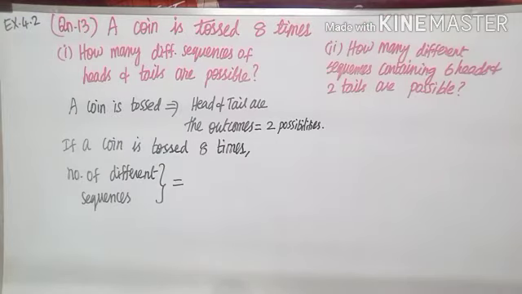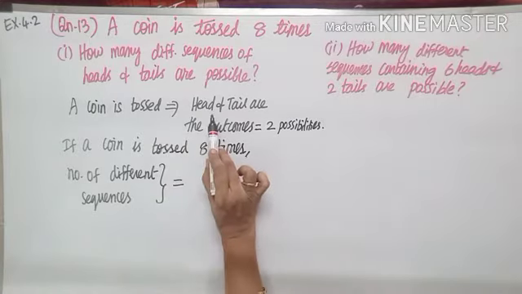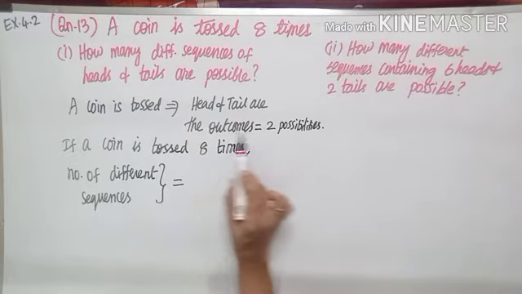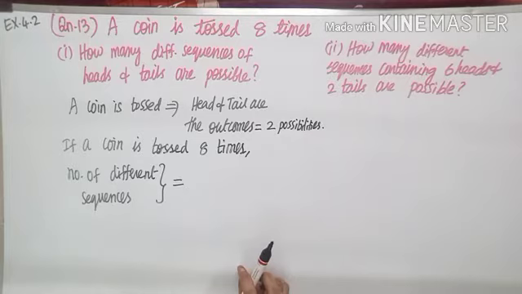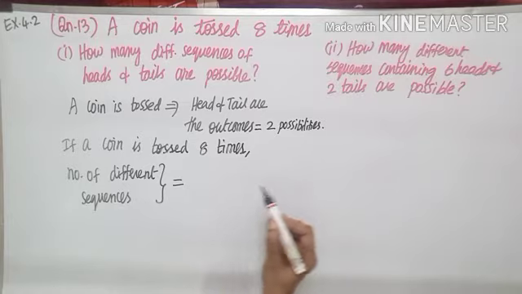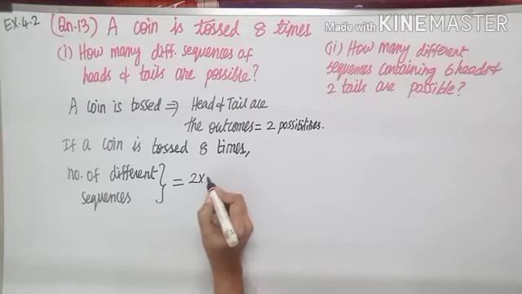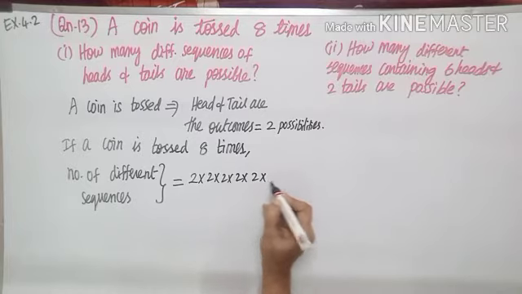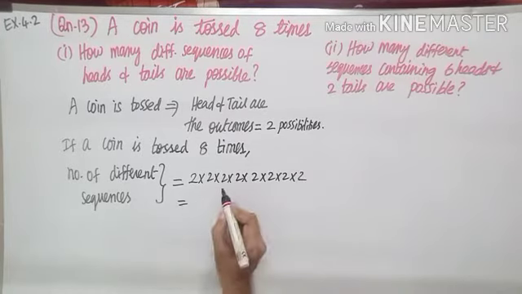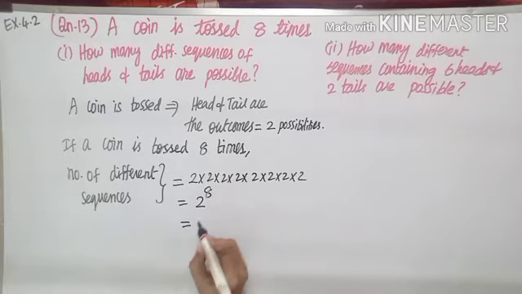Question number 13. A coin is tossed 8 times. How many different sequences of heads and tails are possible? A coin is tossed. Either head will come or tail will come. So there are only 2 possibilities. When it is tossed 8 times, first time, second time, third time, each time there are only 2 possibilities. So 2 into 2 into 2, how many times? 8 times we have. So what is my answer? 2 power 8. That is 256. So 256 different sequences are possible.